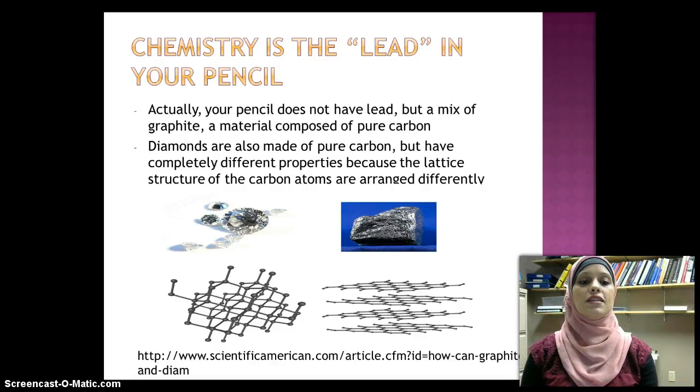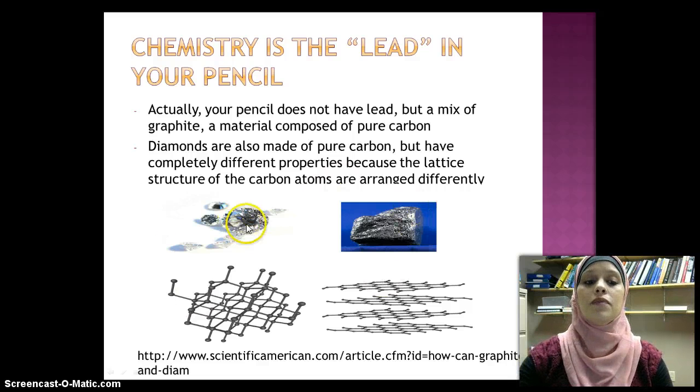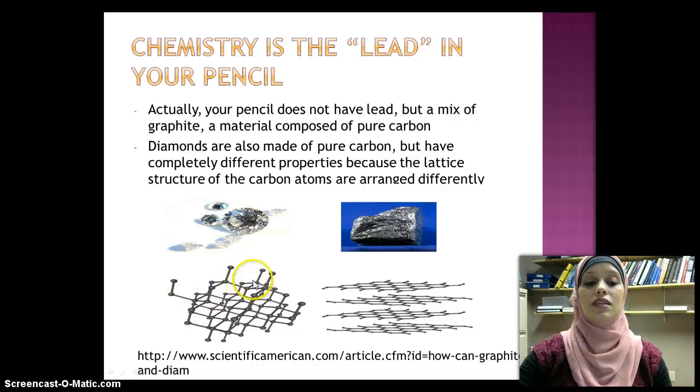What's more interesting is that diamonds are also made up of pure carbon, but they have completely different properties because the lattice structure of the carbon atoms is arranged differently. And this is what I mean. In diamond, which is the hardest material on Earth, you see how the lattice structure of these carbon atoms is intertwined very skillfully by nature.